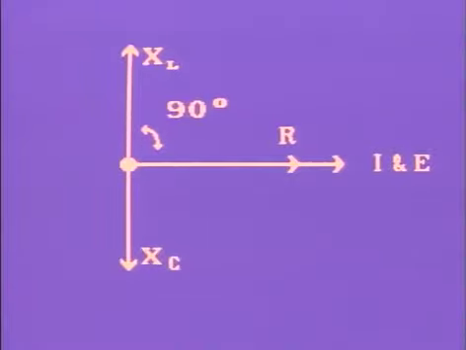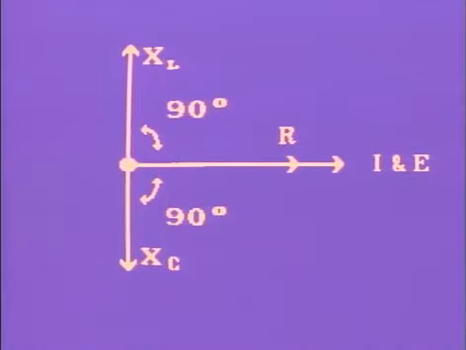This vector line shows that capacitive reactance is also 90 degrees out of phase with resistance. However, the direction of the phase angle is opposite to the direction of the phase angle for inductive reactance. So, in a purely capacitive circuit, capacitive reactance causes current to lead voltage by 90 degrees.